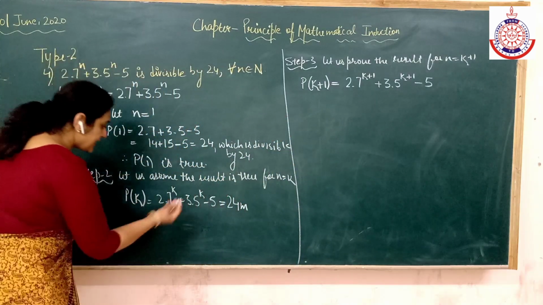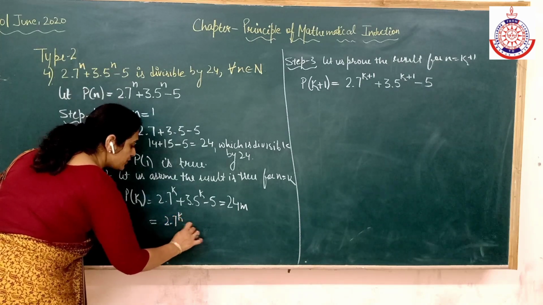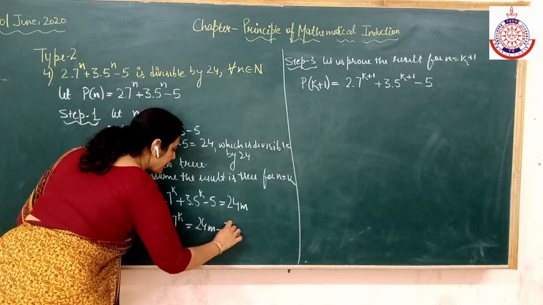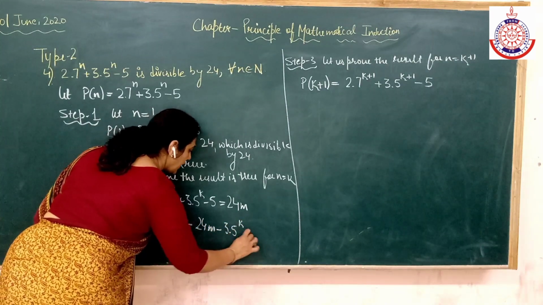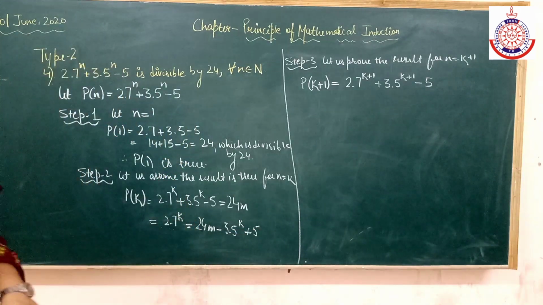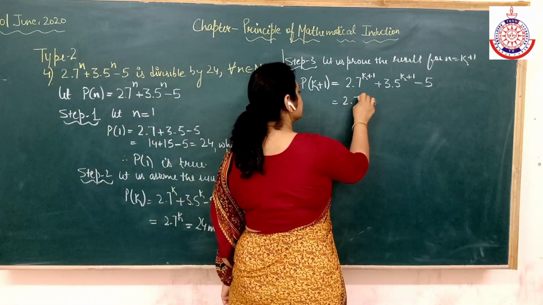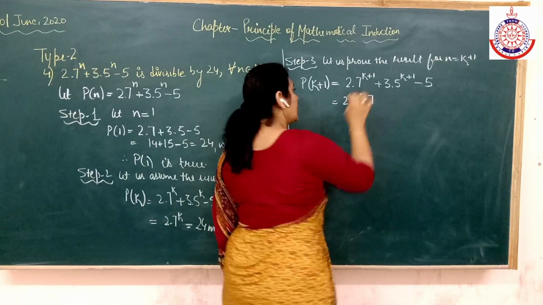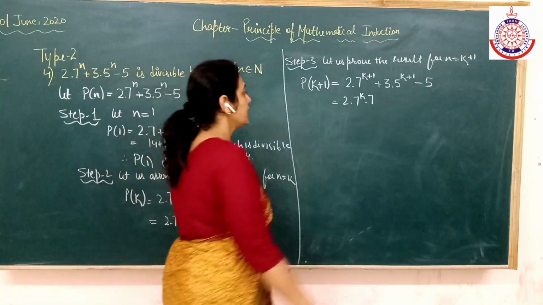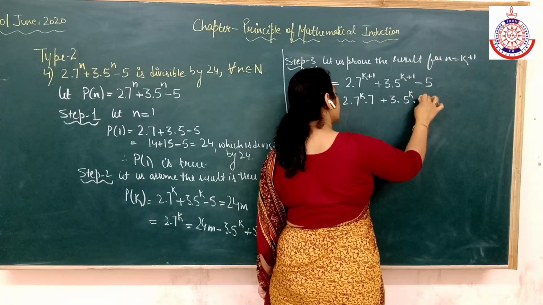ठीक है? तो यहाँ से किसी एक का value निकालें. Let's find the value of 2 into 7 raised to power k. क्या हो जाएगी? 24m minus 3 into 5 raised to power k plus 5. Clear? यहाँ से we'll find out the value of 2 into 7 raised to power k. Let's put it here. First of all, let's split it. 7 raised to power k plus 1 can be written as 7 raised to power k into 7. Similarly, 3 into 5 raised to power k into 5, minus 5.